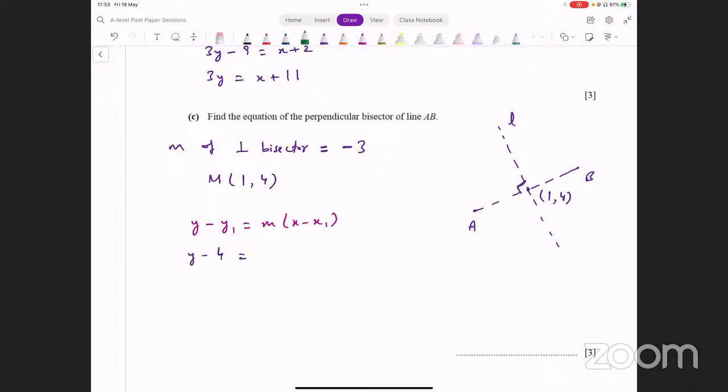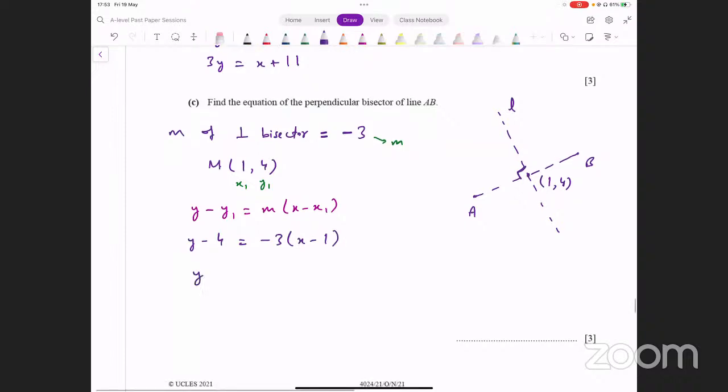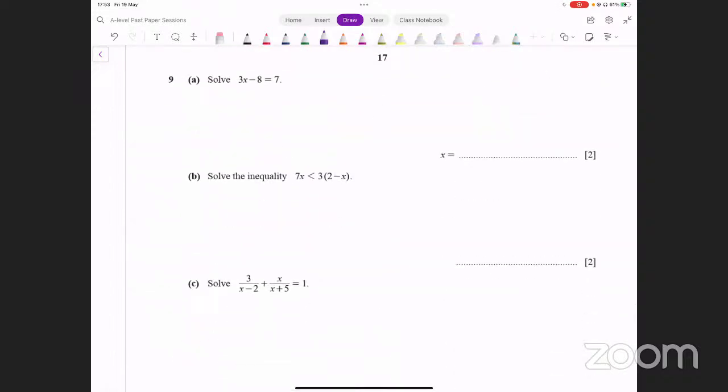y minus 4, remember this is m, this is x1 y1, y minus 4 equals -3 into x minus 1, and that gives me y equals -3x plus 3 plus 4, which turns out to be y equals -3x plus 7. Let's just write that here. This is what we were looking for. Okay, this is the equation of the perpendicular bisector. Let's move on. Question number 9.